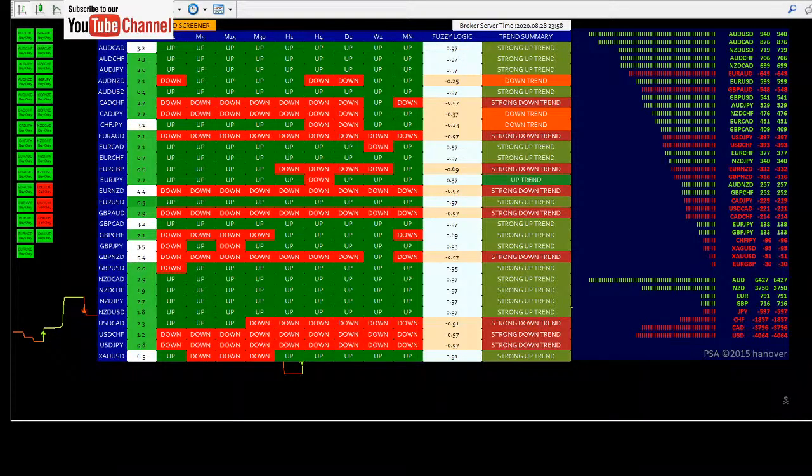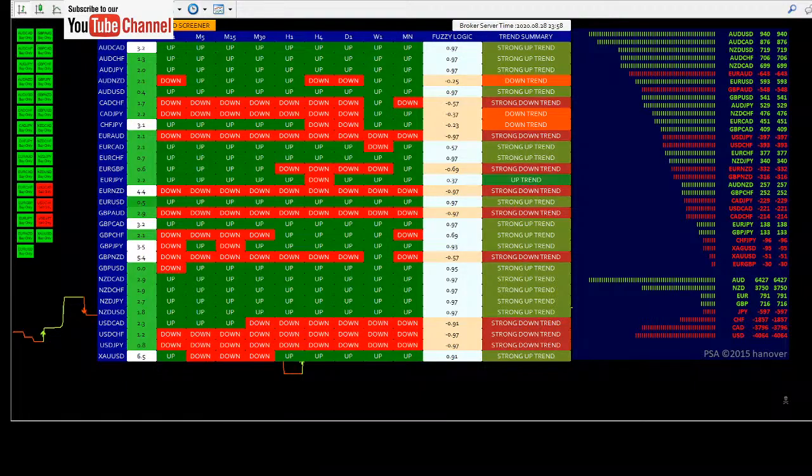USD CHF, nothing actually. Aussie dollar still going up. So what we're gonna do here is clean our chart, because we had a lot of lines yesterday from the trade we took. So gonna delete some, clean our chart, and start fresh. New day, fresh start.